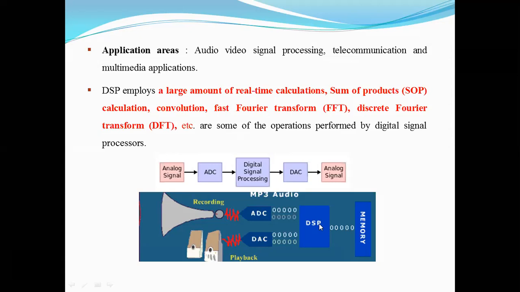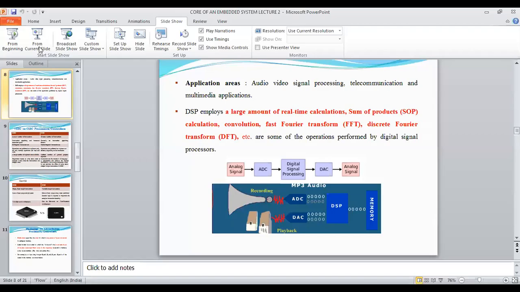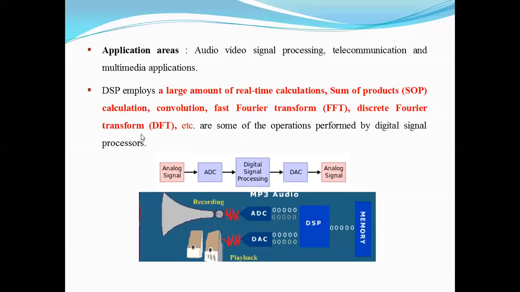So again, what the DSP will do, it will convert for the DAC, the data has to be there in that form. It will convert it and then you can see the data has been converted back into the analog. Can you see here? Yes? Okay. So this is the diagram. The main application of the DSP is audio video signal processing, telecommunication and multimedia. So this is also a kind of processor which is used in the embedded system, right?